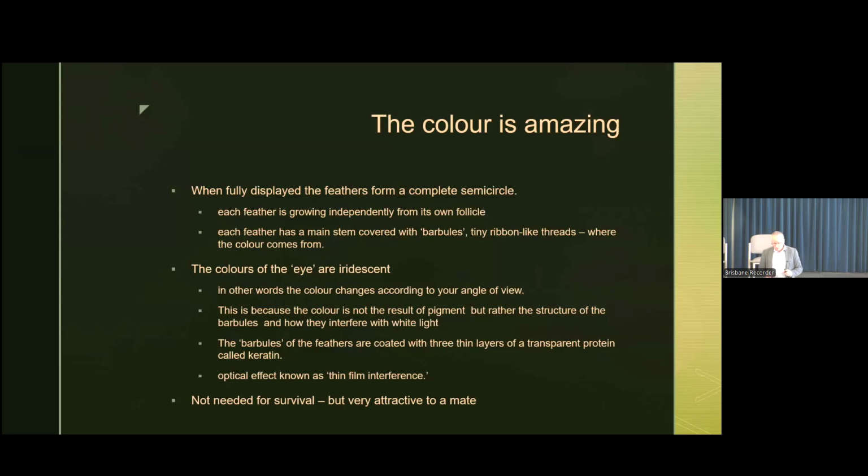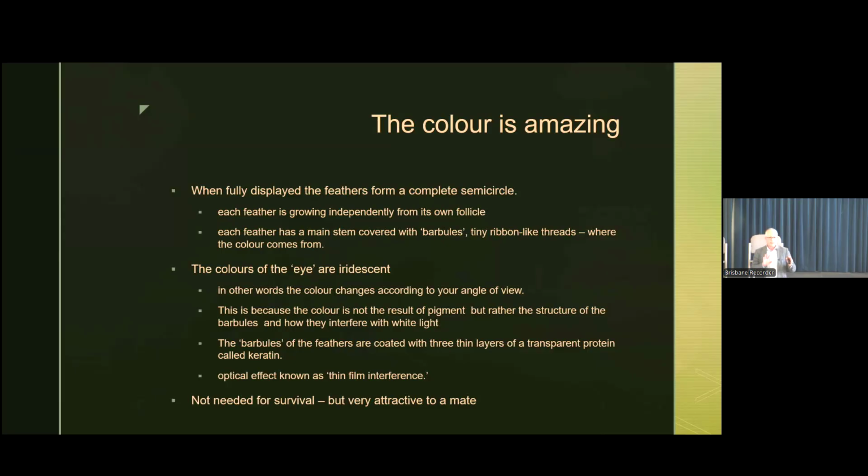So let's talk a little bit more about the feathers. We talked about the feathers being a complete semicircle. Each feather is grown independently from its own follicle. Each feather has a main stem and it's covered with these little barbules, little tiny ribbon-like threads where the colour comes from. And the colours of those eyes are iridescent. What does that actually mean? It means that if I look at a different angle, the colour changes.